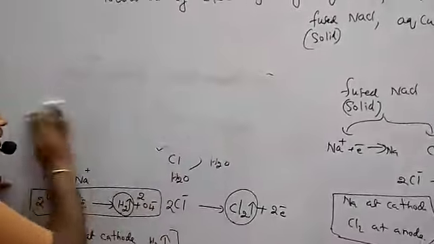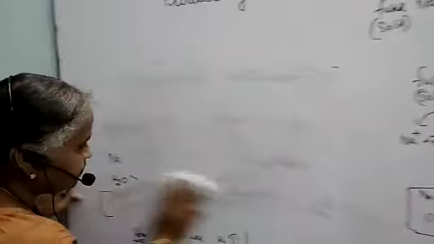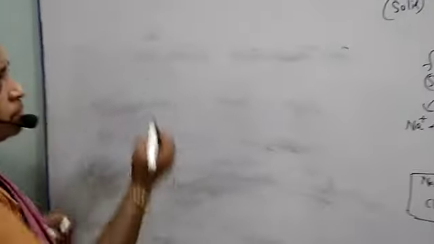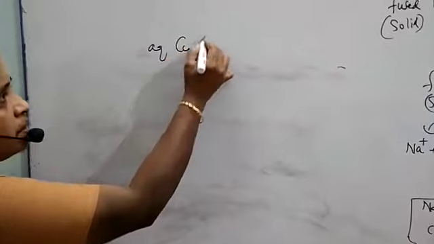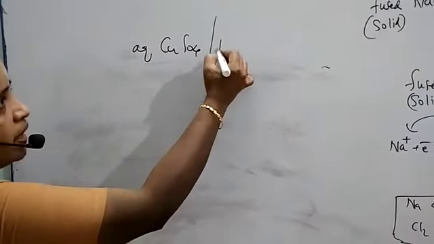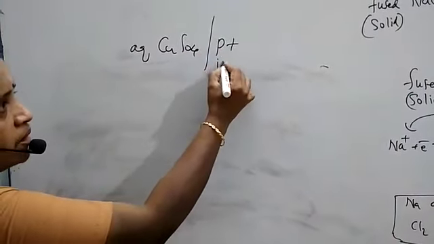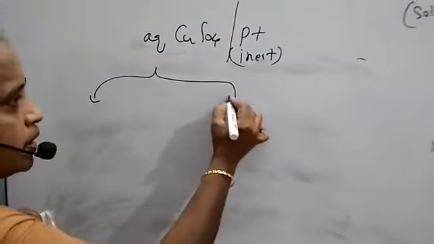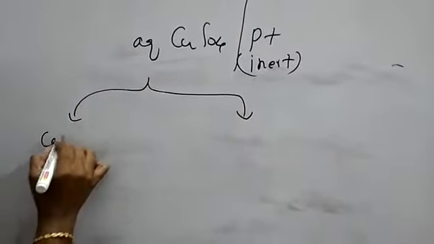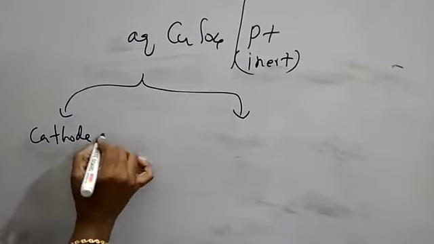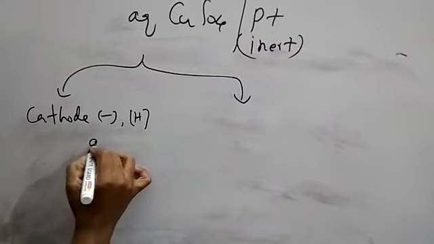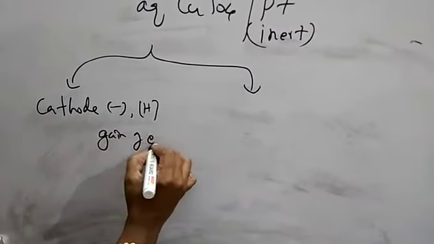Now let us see the next part. Electrolysis of aqueous copper sulfate. I gave the electrode platinum, which indicates inert. As usual, here what we are writing is cathode. That is the negative sign. What is going on is reduction, which is gain of electron.